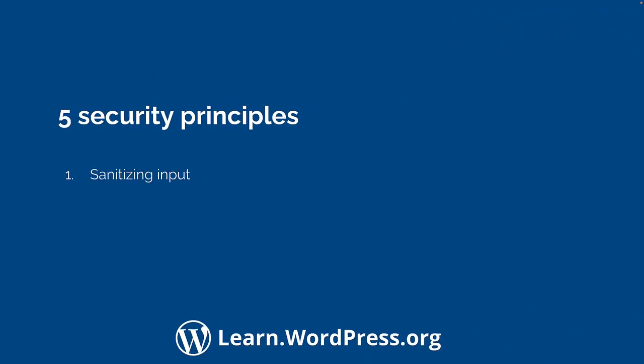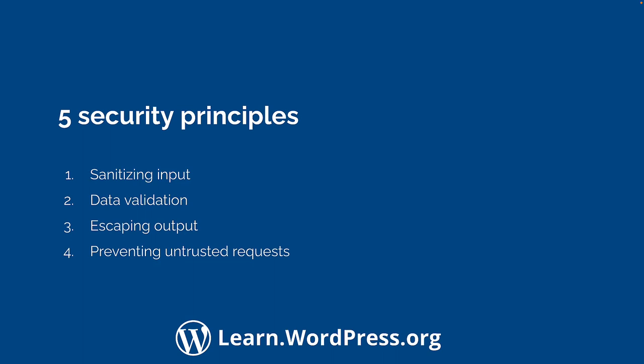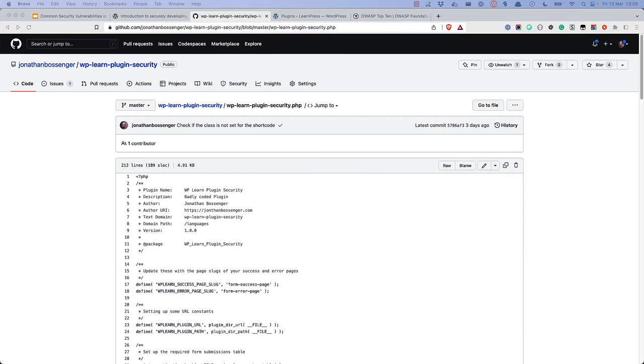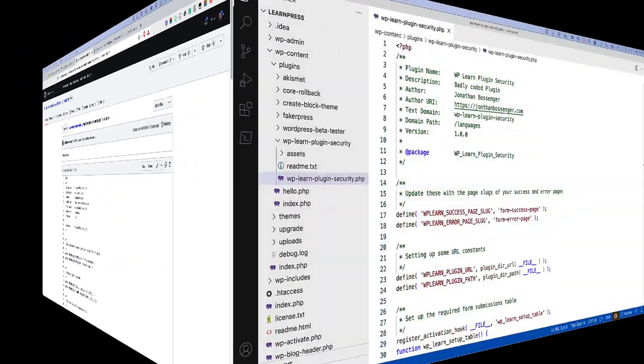You should secure or sanitize your inputs. You should validate all data. You should secure or escape your outputs. You should make sure you prevent untrusted requests. And you should always check user capabilities. To see how to apply these five principles and prevent common vulnerabilities, let's look at the code of the badly coded form submission plugin and fix any security vulnerabilities we find.